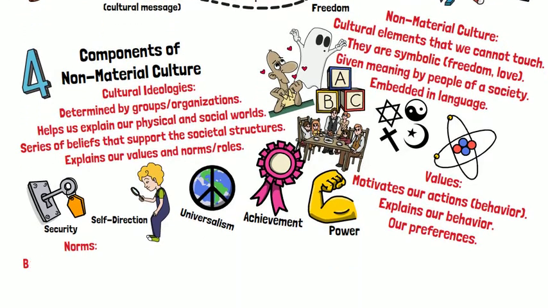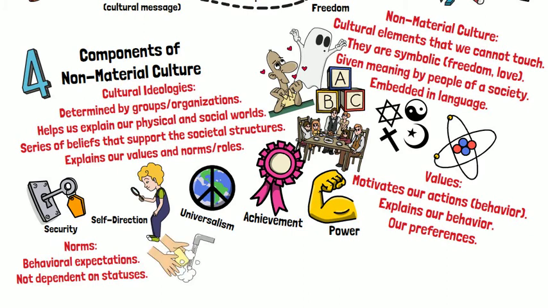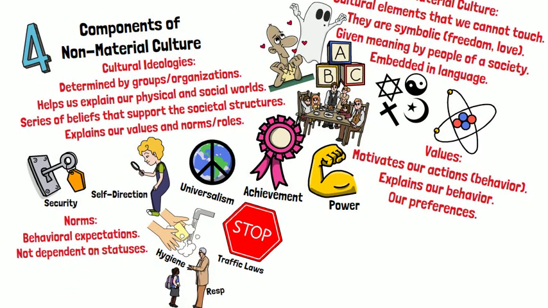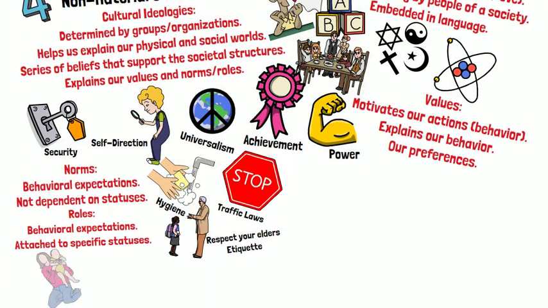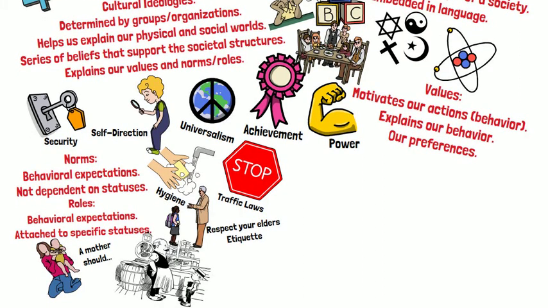The third component of non-material culture that we will look at are norms. Norms are behavioral expectations that are not dependent on our statuses. Some norms might be related to hygiene norms, our traffic laws, and etiquette. And this is in contrast to what we've already talked about in terms of roles, which are behavioral expectations attached to specific statuses. For example, a mother should X, Y, and Z, a sales clerk should, and a customer should.